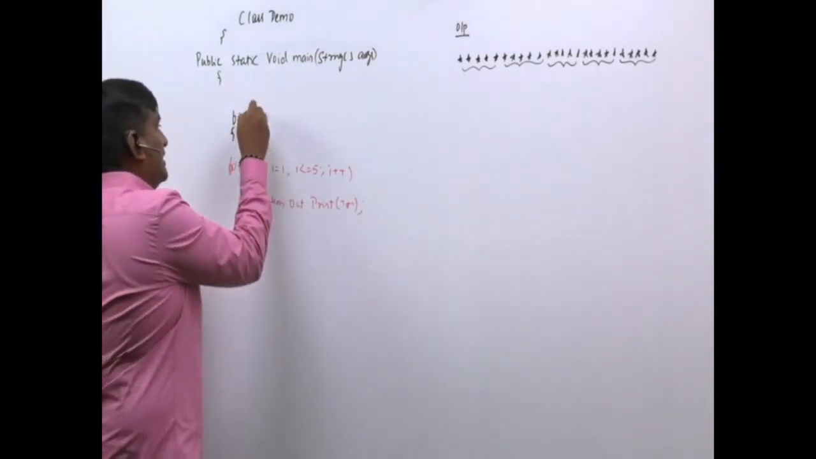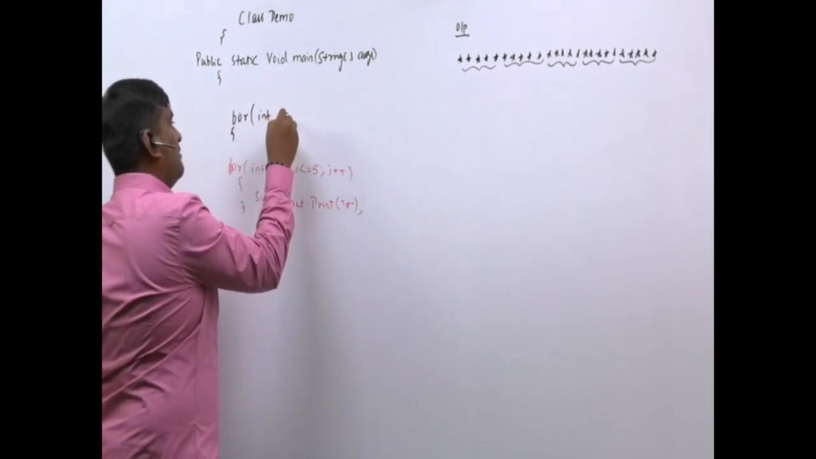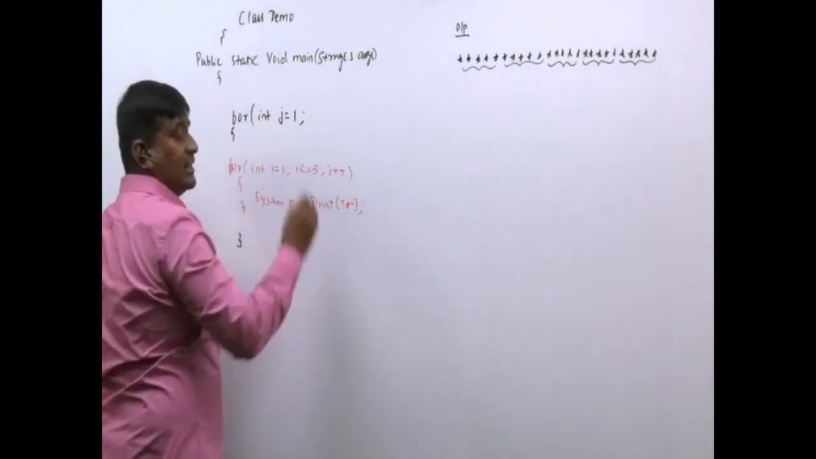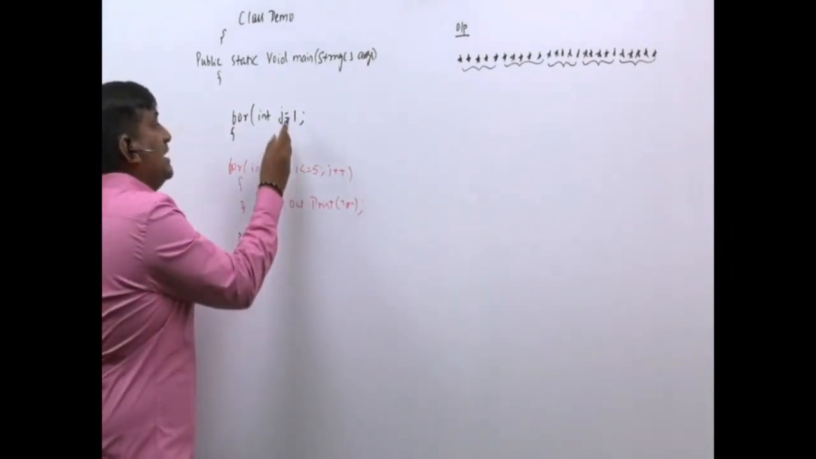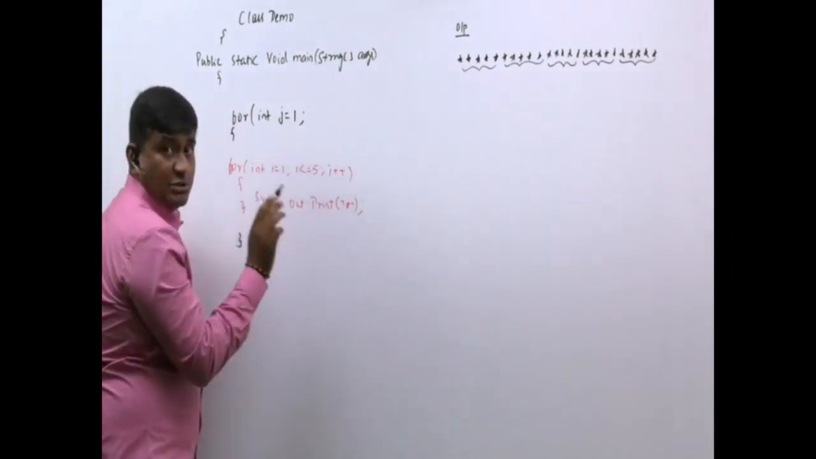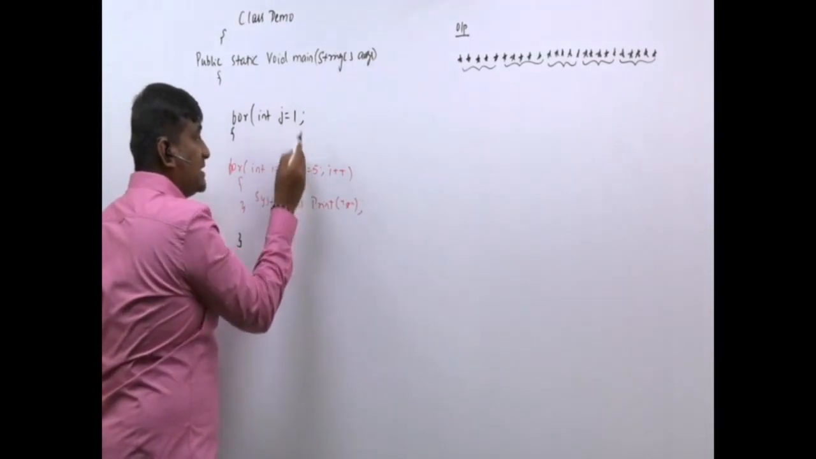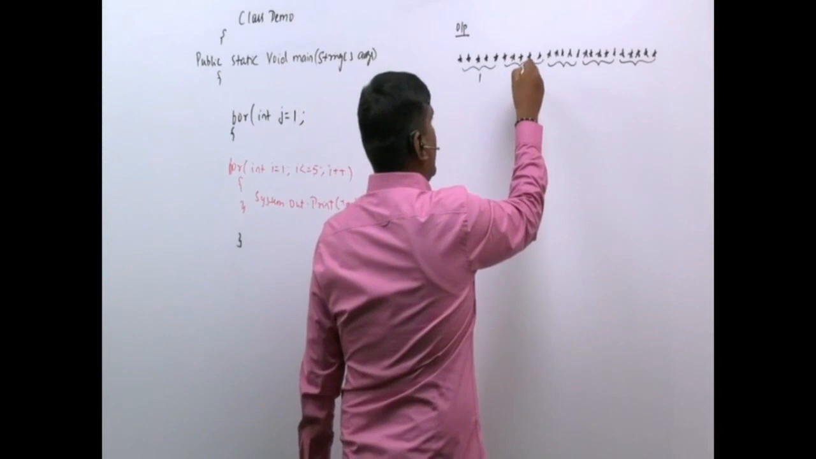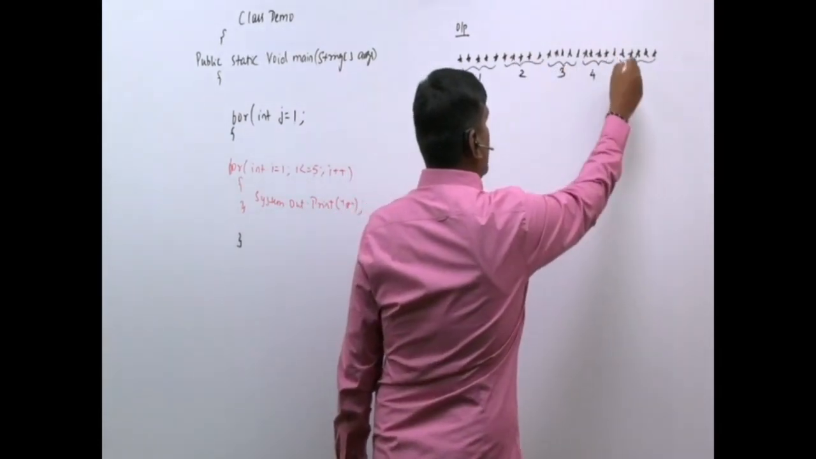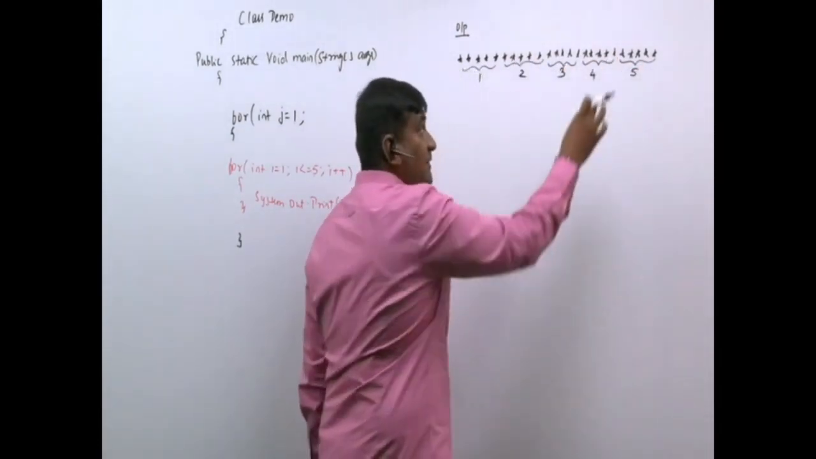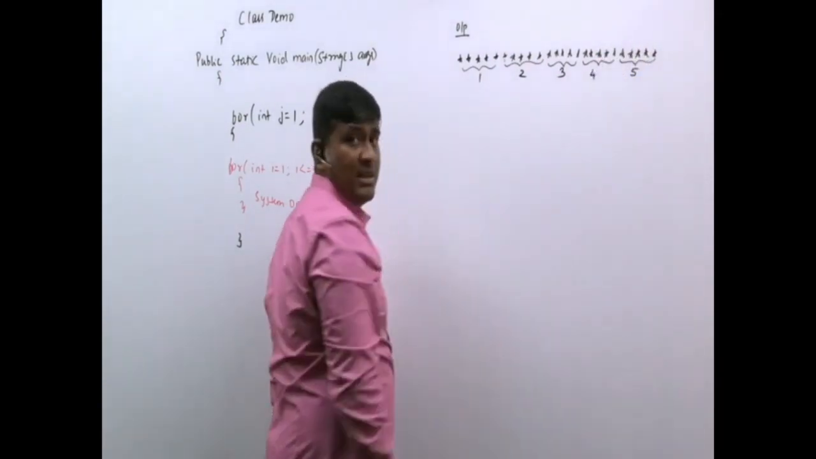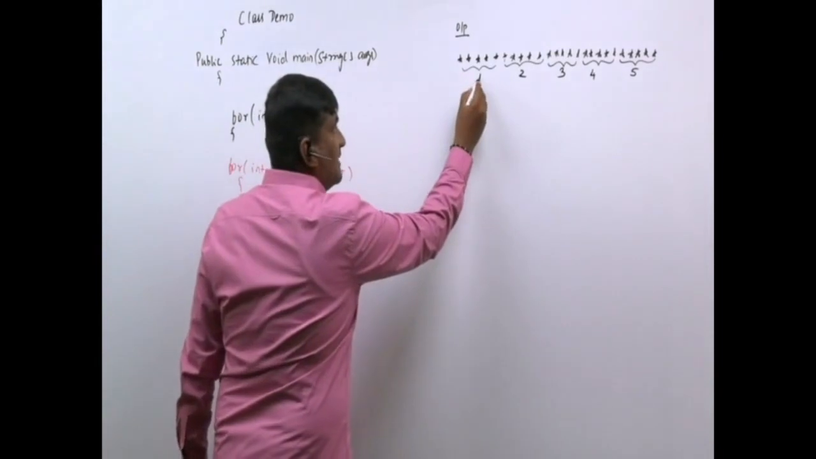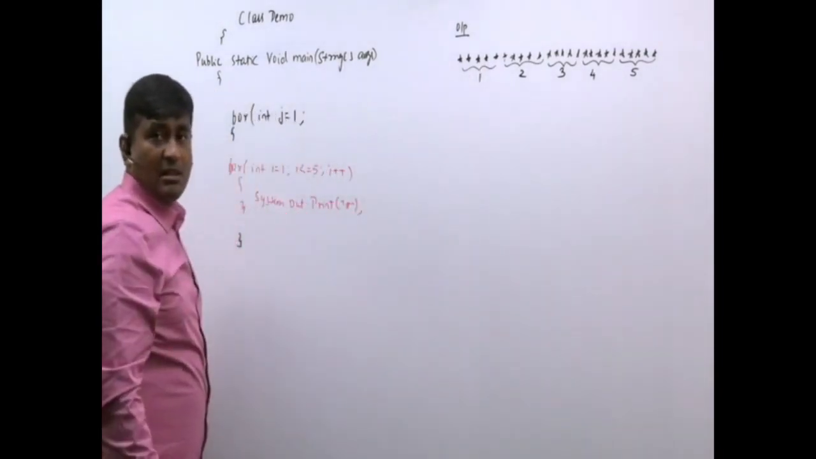And I will write like this, int j equal to 1. Meaning is, start printing the first 5 stars. You should read like this. See here, this is first 5 stars, second 5 stars, third 5 stars, fourth 5 stars, fifth 5 stars. Like that, 5 times 5 stars you should be displaying. So start printing the first 5 stars.